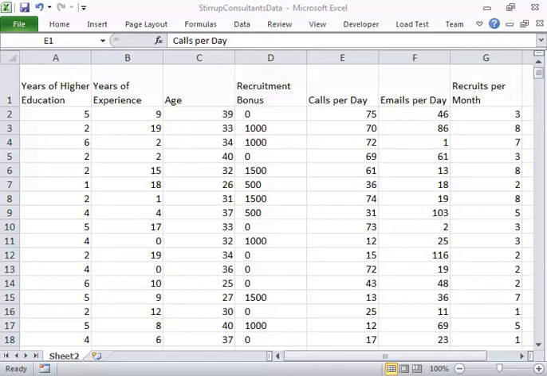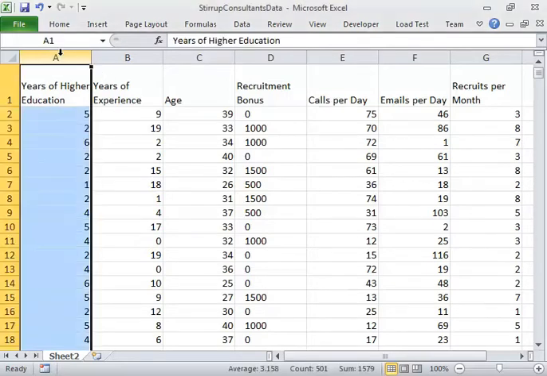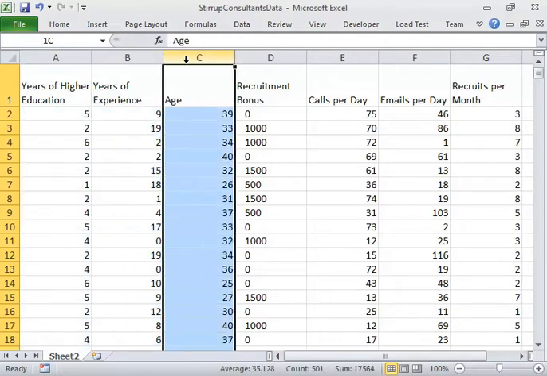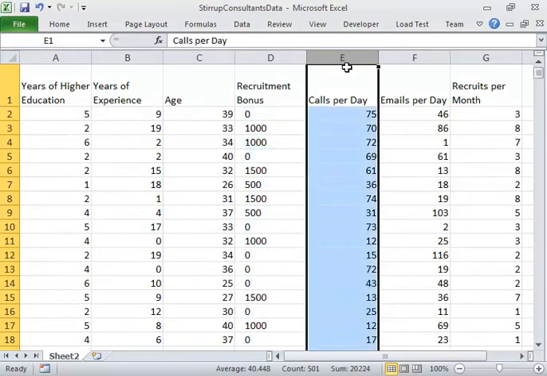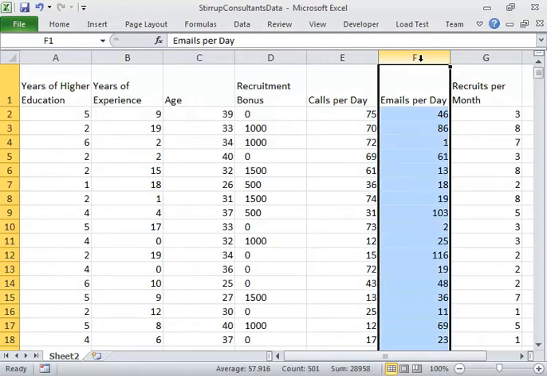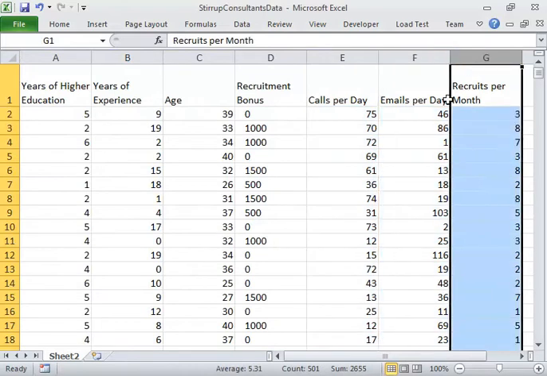This is the Stirrup Consultants problem. Here we have the data that they've collected about the recruiters for the school. Before us, we're looking at the years of higher education that the recruiters have, their years of experience, their age, how much of a bonus they get for each recruit that they make, the number of calls per day they make, the number of emails per day they make, and the number of recruits per month that they get on average.